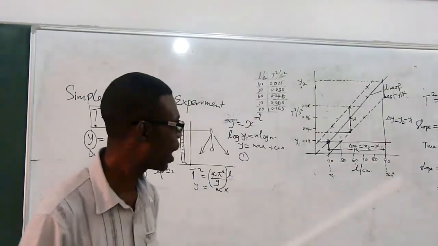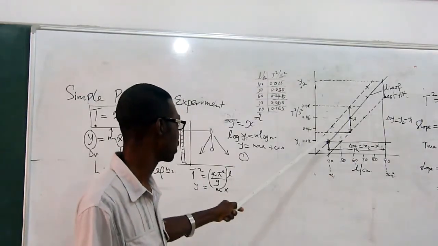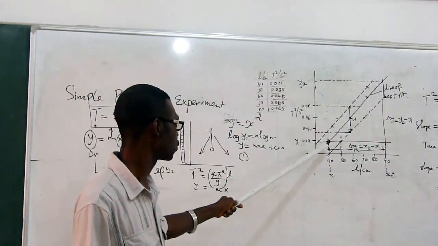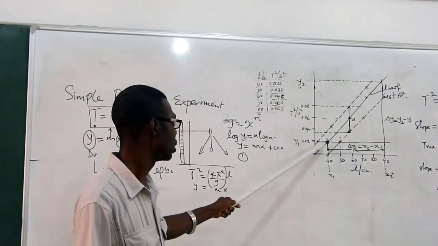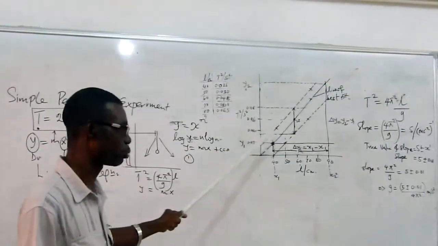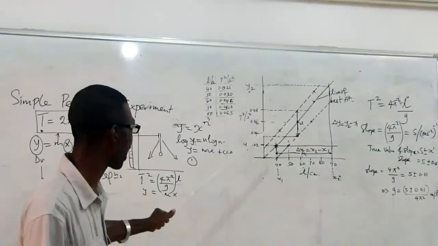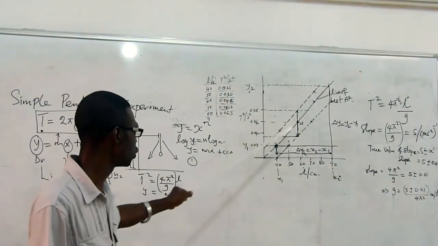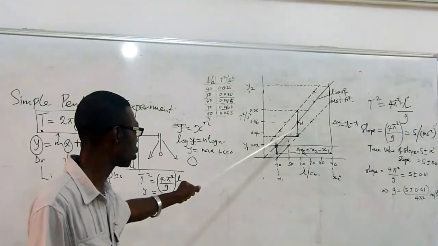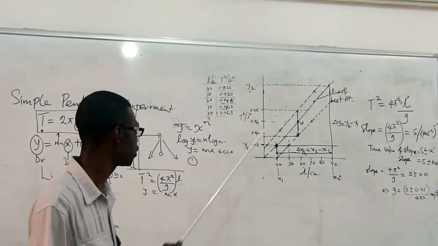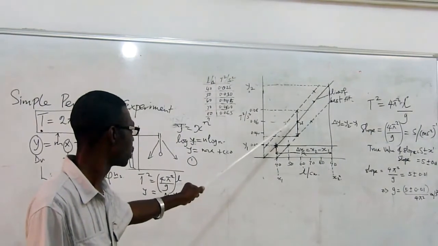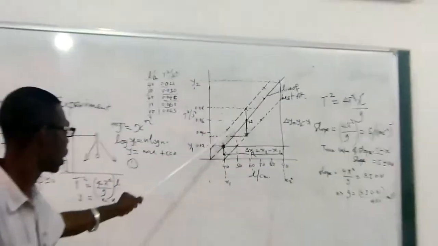Another way of handling error is what I have here on this graph. This is what we call error in slope. Now, what do I have here? I have 2 parallel lines to my main line, which I call the line of best fit. These parallel lines are, number 1, the one up and the one down.